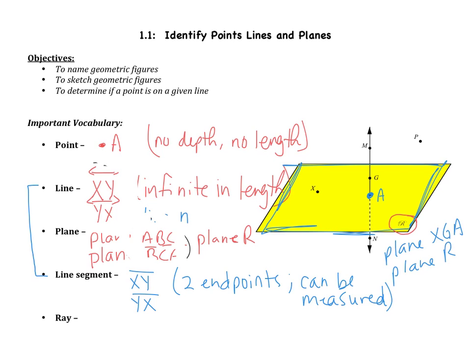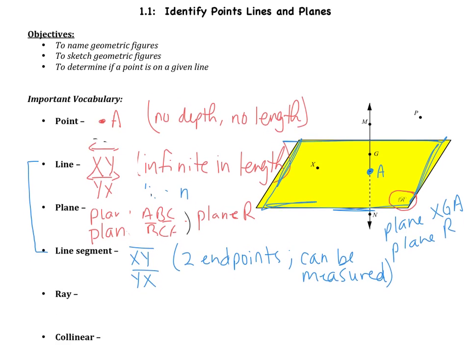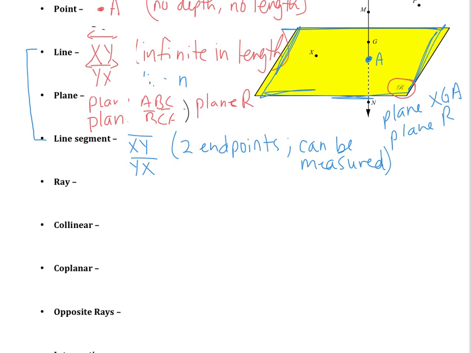It has the same endpoints, and the measurement would be the same whether you measured it forward and backwards or backwards and forwards. Okay. All right. Continuing on, a ray. A ray is one arrow. So if I keep with the XY, it would be like this. That would be a ray.